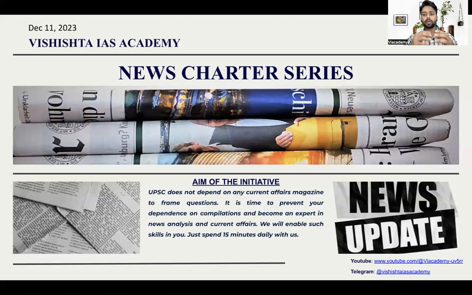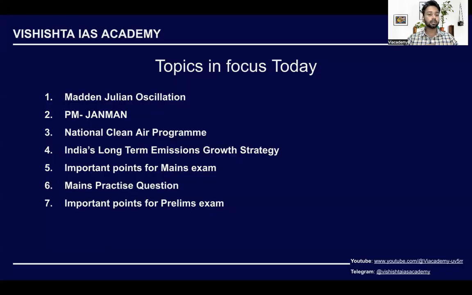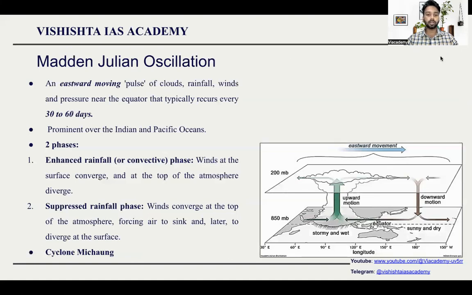So today in the news, there were certain important topics which we should know from a prelims as well as a mains point of view. So we will discuss them. I'll give you a basic idea of which topics you should analyze from prelims perspective and from mains perspective. I'll give you an analysis also. You can take a note of it and then read the news accordingly. These were the important topics which were in the news today. Let us start with the first one, that is Madden-Julian oscillation.